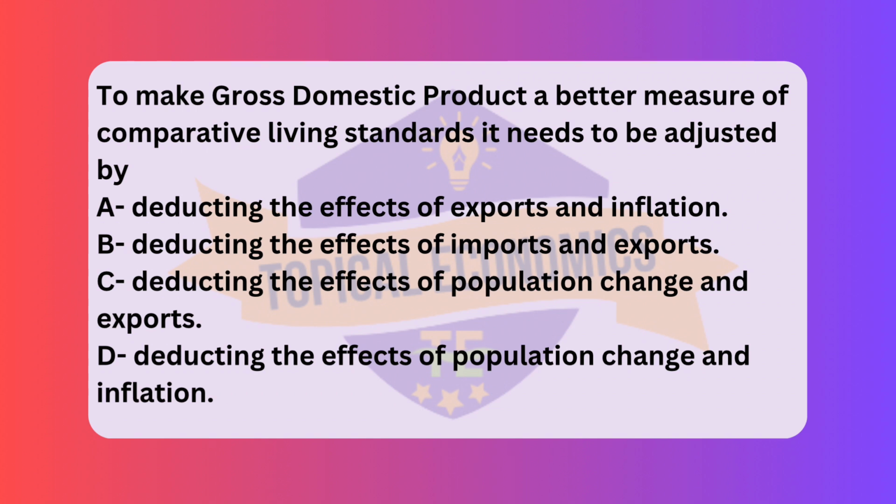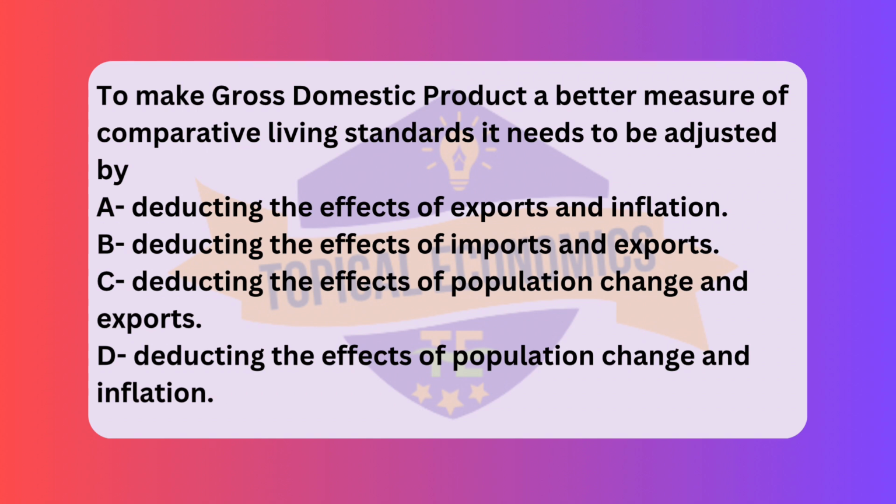Next, option B, deducting the effects of imports and exports, is incorrect because imports and exports are part of the trade balance, net exports, which is already included in GDP calculations. The trade balance affects the GDP, but removing it would distort the real value of a country's economic output and living standards. Imports are subtracted in the GDP calculation, but exports are added.